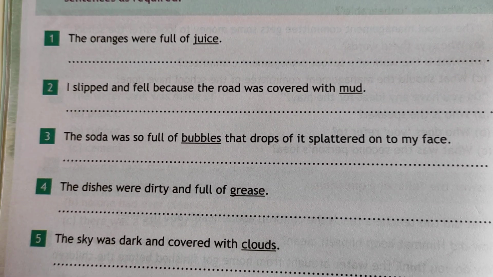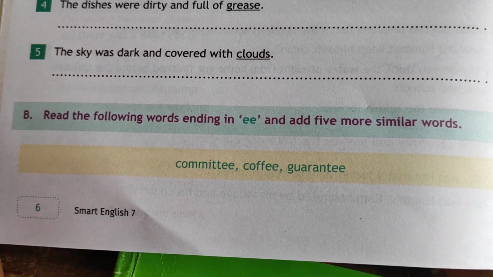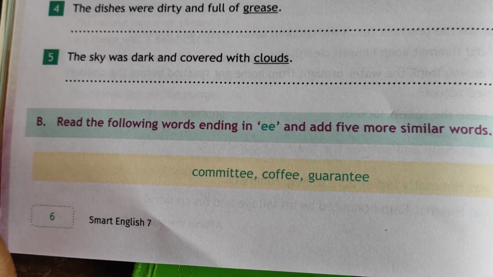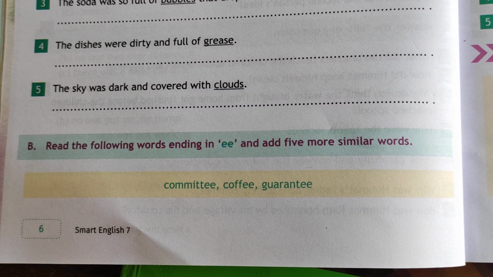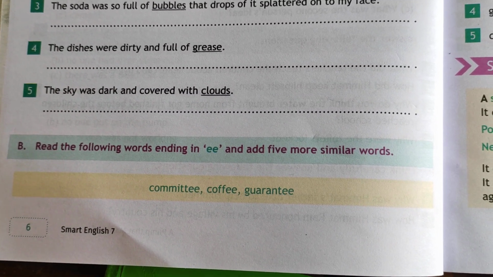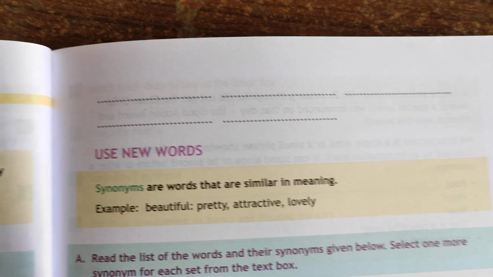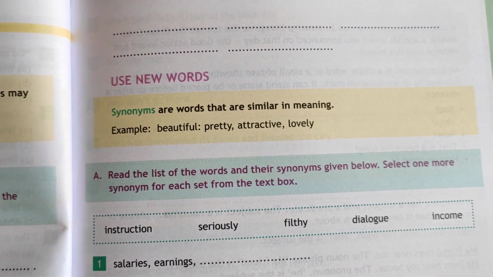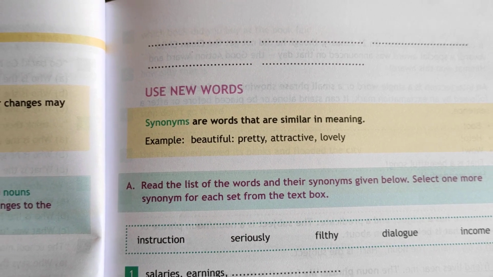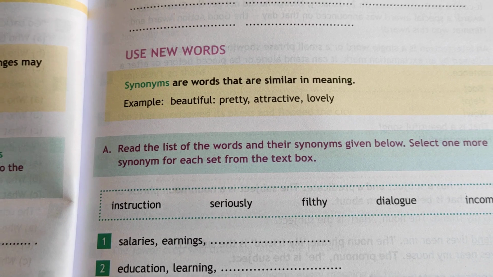Now for your homework part, read the following words ending in EE and add 5 more similar words. Here you can see there are 3 words given: committee, coffee, guarantee. What you have to do is write 5 such words which end with the letter E, E or double E. Okay, now coming on to the next one.